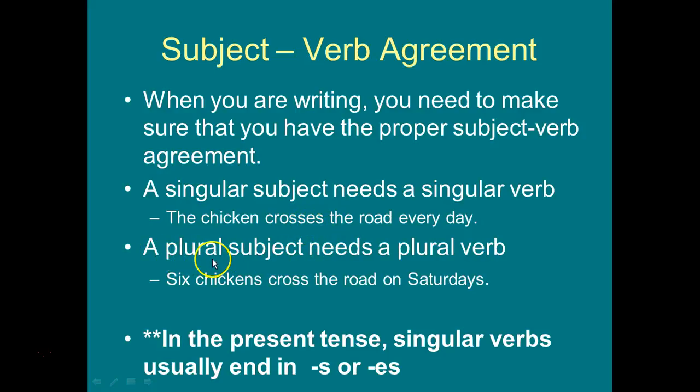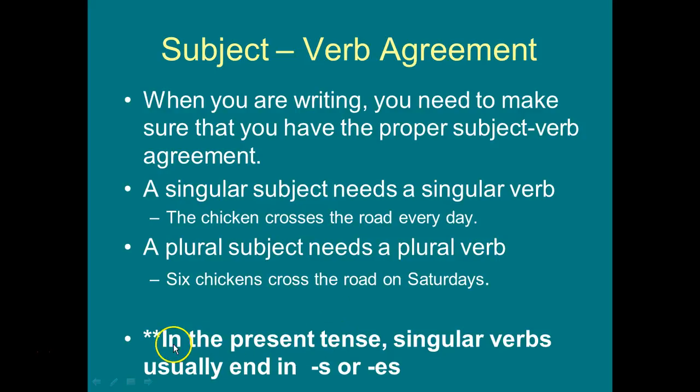Now, a plural subject needs a plural verb. So it says 6 chickens, so plural subject, cross the road on Saturday. So cross would be an example of a plural verb. I would not say the chicken cross the road every day. So the chicken crosses the road every day, and chickens cross the road on Saturdays. Not just Saturdays, but I'm sure any day of the week that they would like.